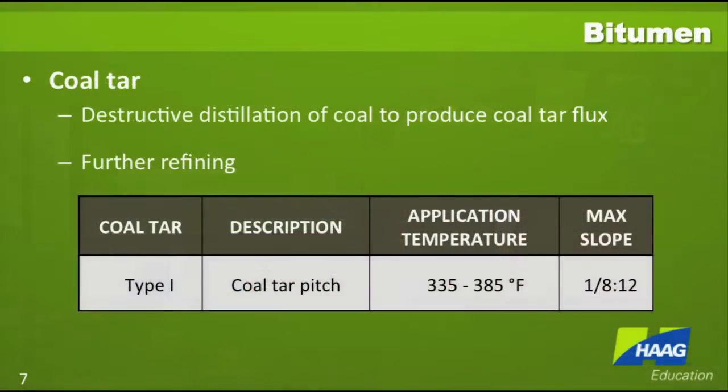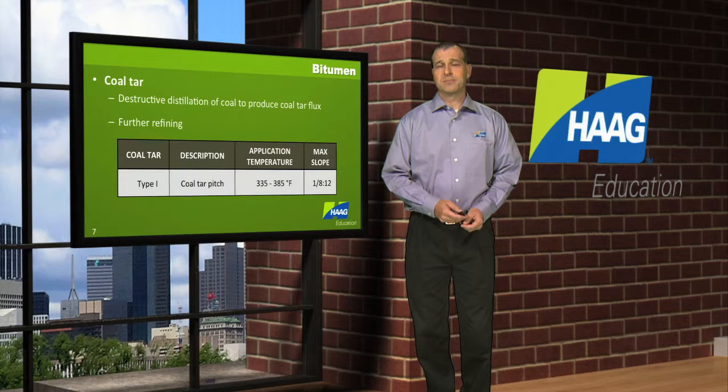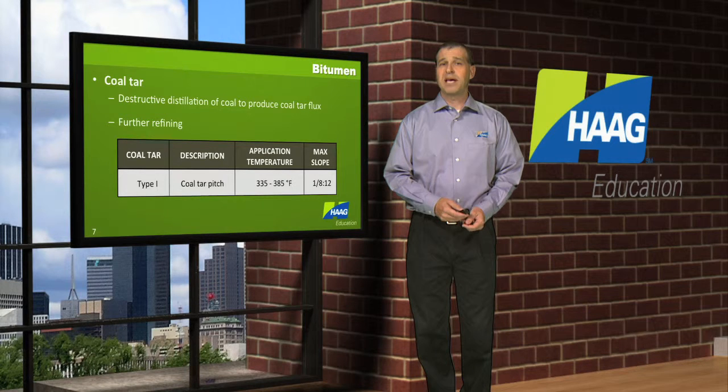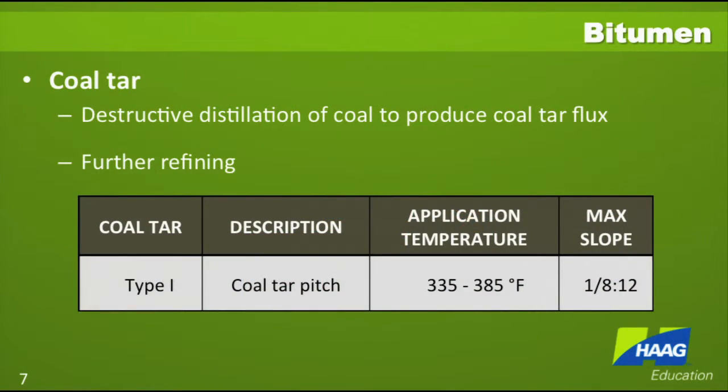The other bitumen that you commonly can see used in built-up roofing is coal tar. Now, coal tar has been used in built-up roofing for over 150 years. Back in that time in the United States, we did a lot of our heating and a lot of our factory industrial production with the burning of coal, and that produced a material called coal tar flux. Then it was determined that this had great waterproofing characteristics, and this began to be refined as a roofing product, which is known as coal tar pitch. Type 1 coal tar pitch can be used on roofs that are dead level or up to a slope of 1/8 of an inch per foot.